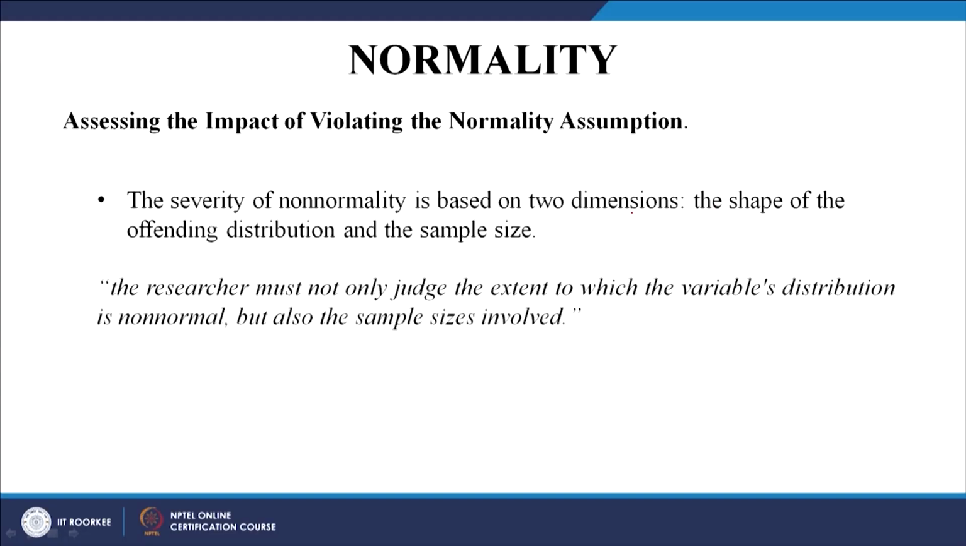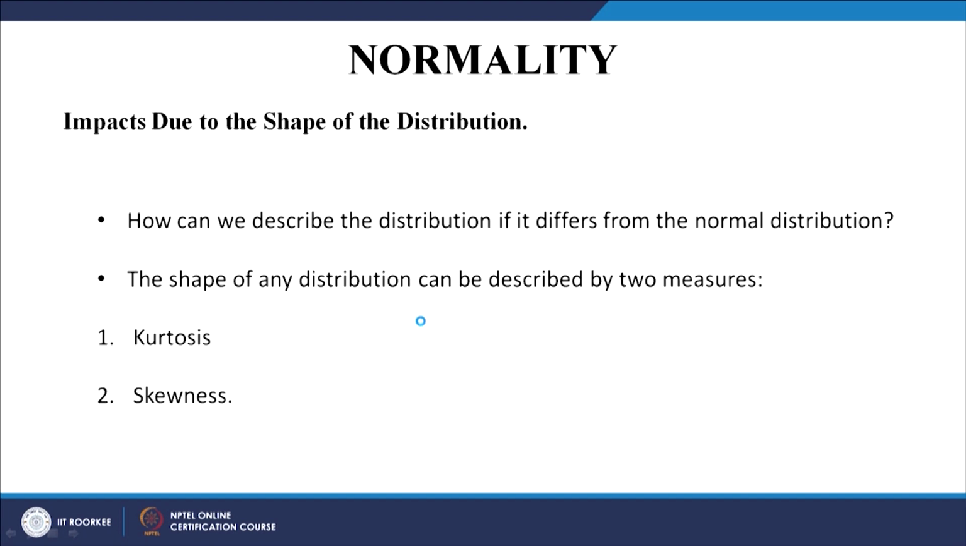The severity of non-normality is based on two dimensions, the shape of the offending distribution and the sample size. So, what is the shape and what is the sample size? As I said, with a very large sample size, it gets corrected on its own. The researcher must not only judge the extent to which the variable's distribution is non-normal, but also the sample sizes involved. Impacts. How can we describe this distribution if it differs from the normal distribution?